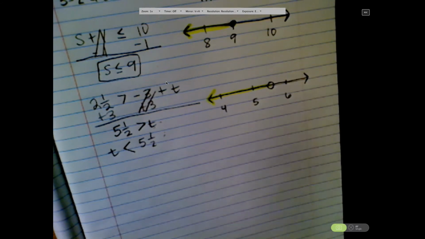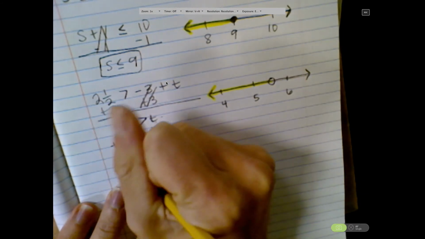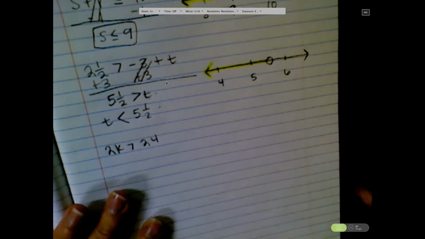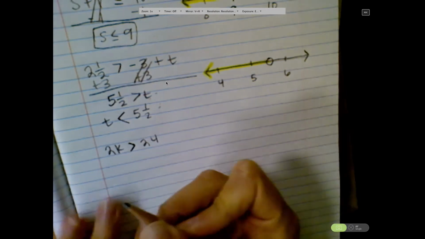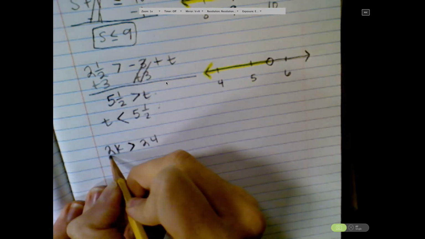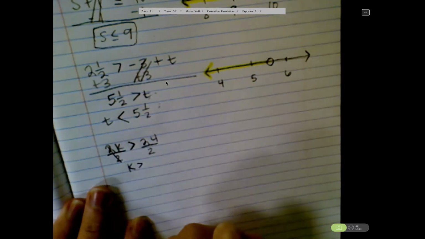Okay, so section 3-2, like I said, only deals with addition and subtraction, like these two problems that we just did right here. In 3-3, you'll see multiplication and division. For example, 2k is greater than 24. So how would we solve for k in this example? Good. So k is greater than 12.